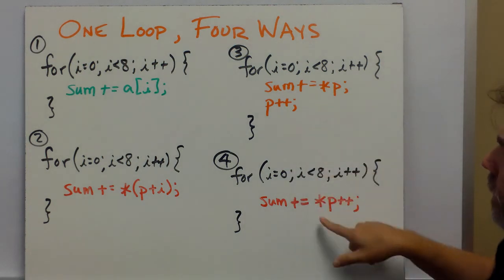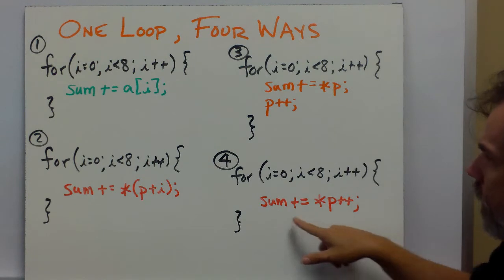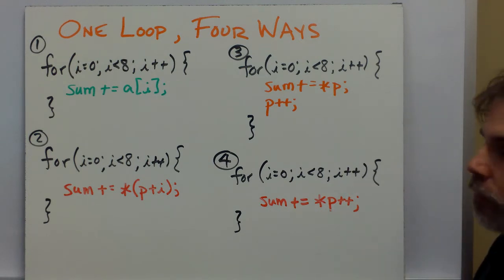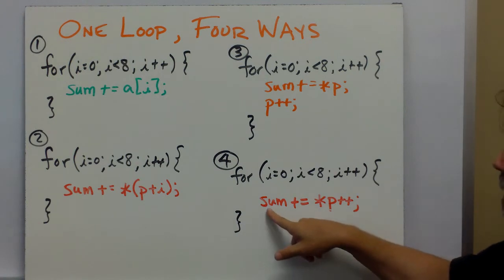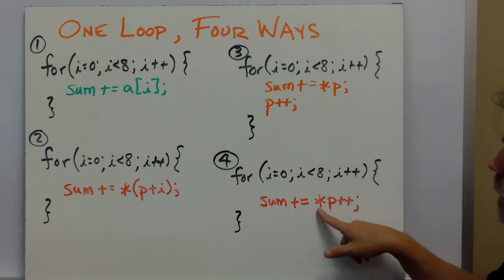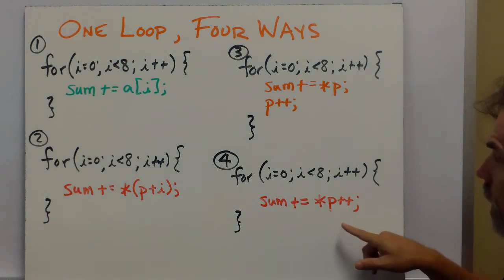Now this is so common, this is a much more abbreviated way, well, somewhat abbreviated way to write the same loop. This is a common construct that you'll see. So let's talk about it. sum += *p++. Okay, so what does that mean?